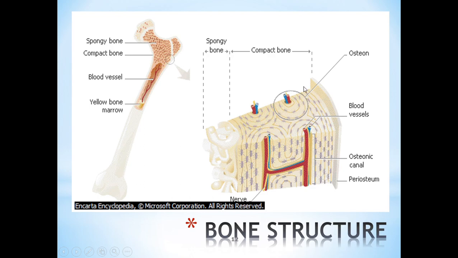In that compact bone, you will see what we call the osteon. So what are these osteons? These are actually the basic functional unit of mature compact bone. Then, this is the narrow cavity. And then, this is the yellow bone marrow. As I said earlier, this is an example of your long bone. Here you usually find the production of our blood cells.